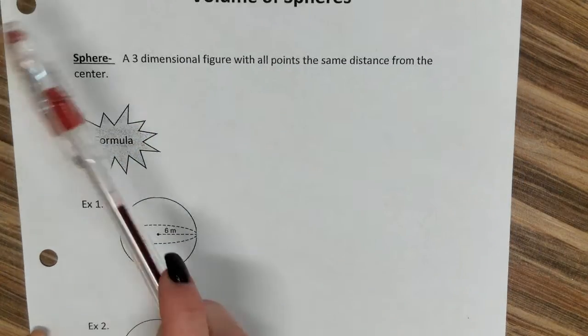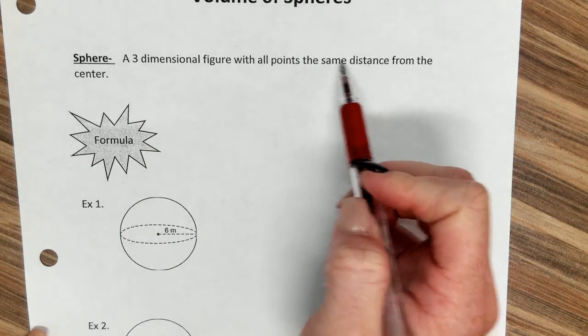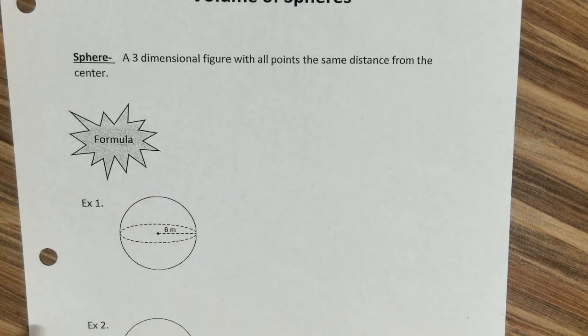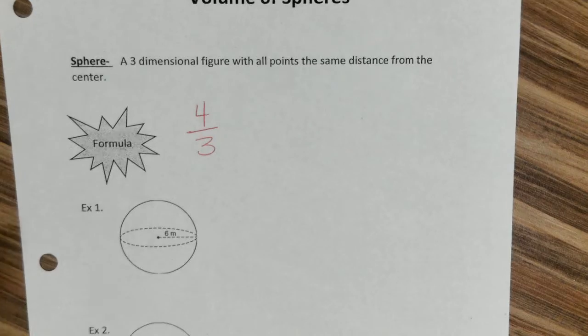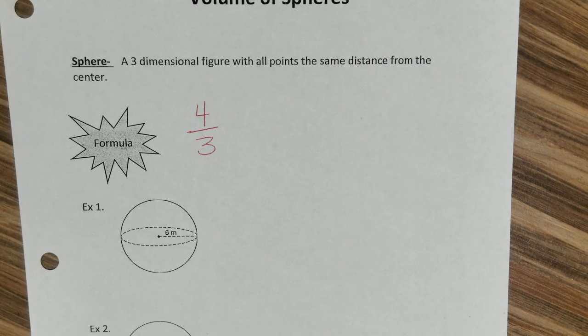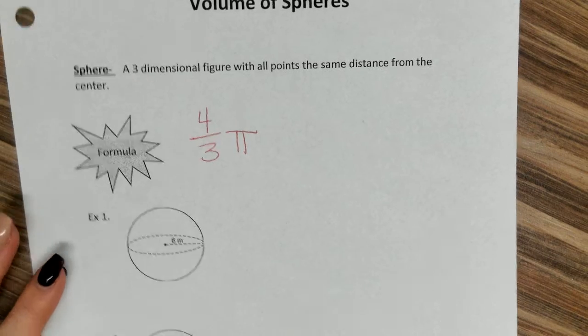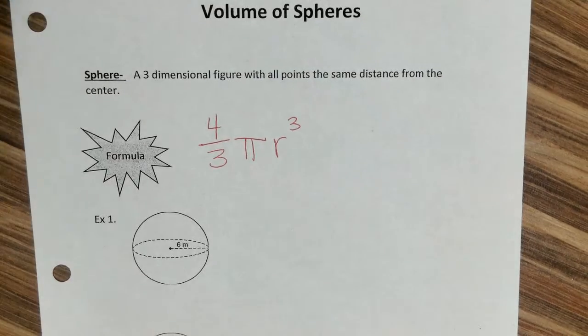So right here it says a sphere is a three-dimensional figure with all points the same distance from the center. And it asks you to write the formula. So where did I get the formula from? My star chart. So I'm going to write down 4/3. If I'm writing, you are writing. Times pi times radius to the third power.